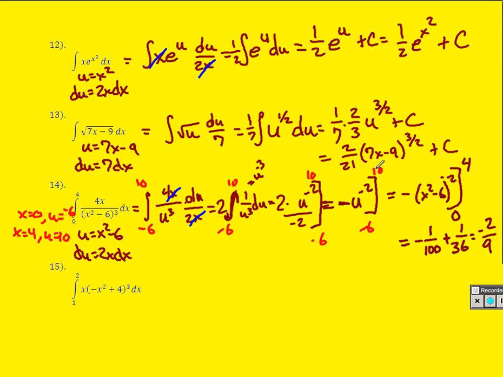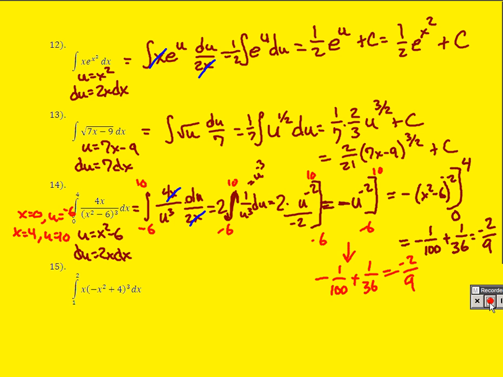And I could go and evaluate these immediately too. So if I went that way, I would have negative 1 over 10 squared, so 1 over 100, minus a negative 1 over 6 squared, which is 36. Well, guess what? That's the same exact numbers that I got right here, so that's going to equal negative 2 over 9.